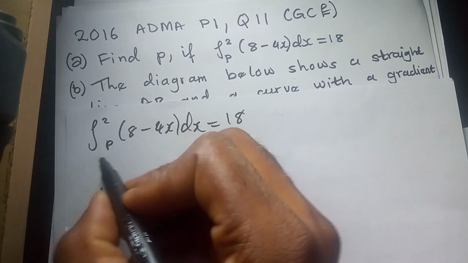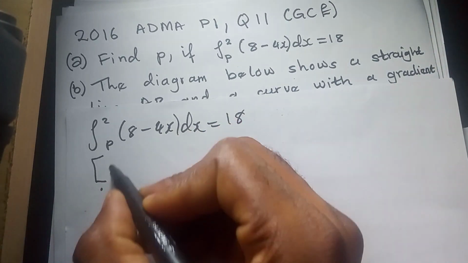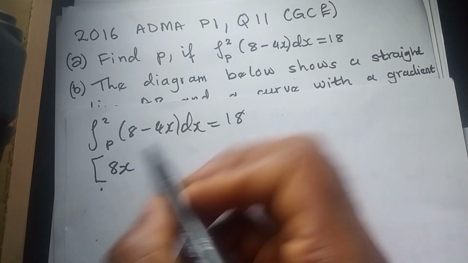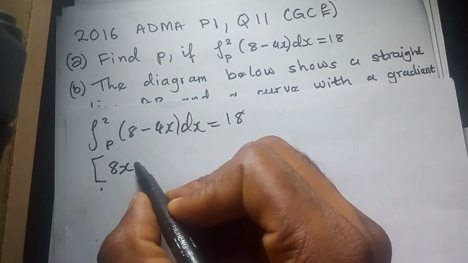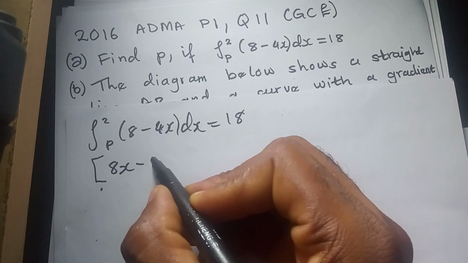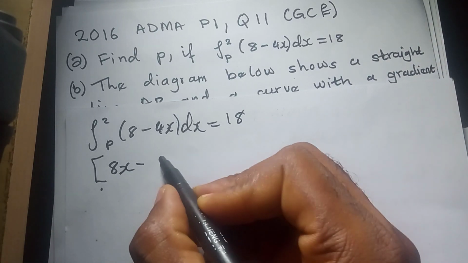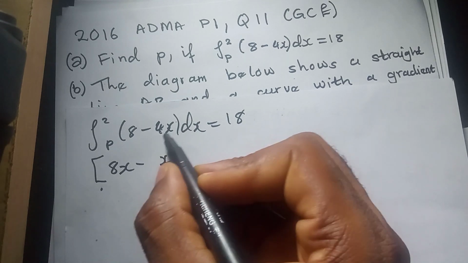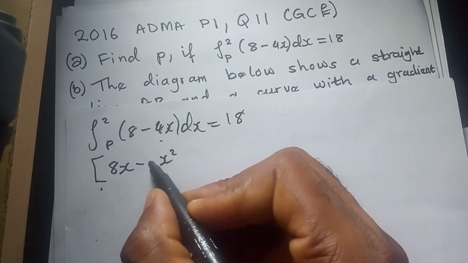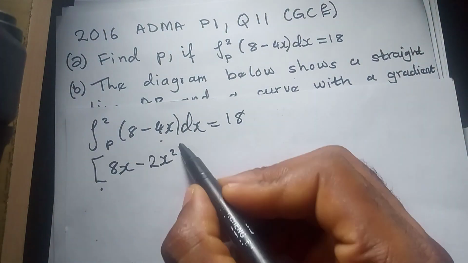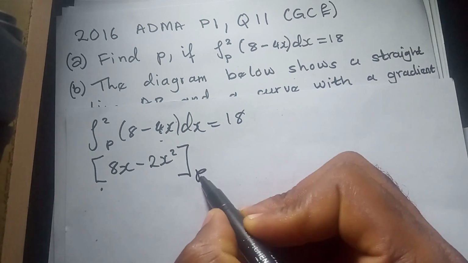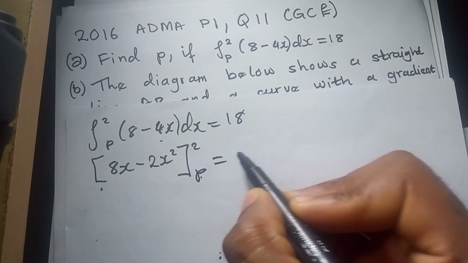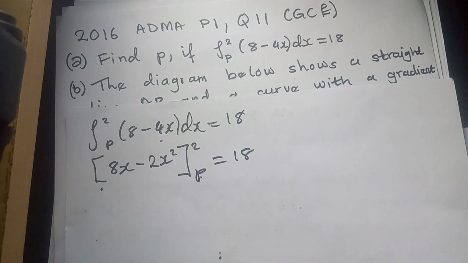So when you integrate this, you have 8x. Remember, for a constant you just introduce an x, and then when you integrate this you get x squared, and then when you divide the 2 by this, 2 into 4 will give us that. And then we are integrating from p to 2. Then this is equal to 18.